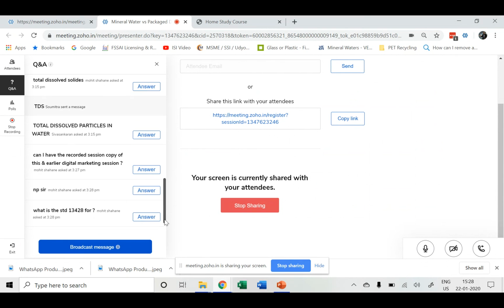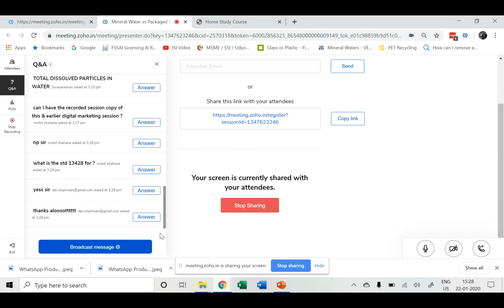What is the standard 13428 for? 13428 is for the natural mineral water. The standards which we saw, these are the ones. 13428 is for the bottles like Qua and all that.